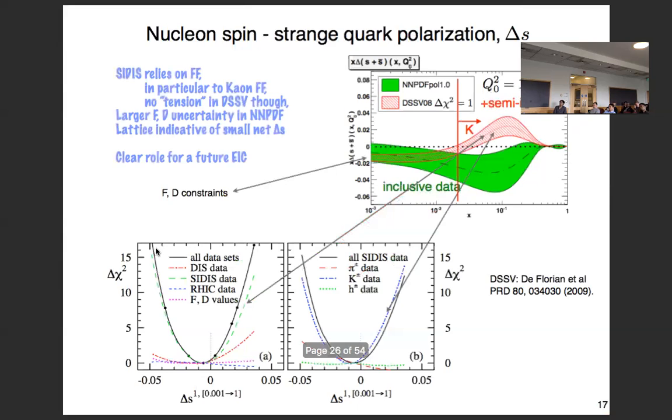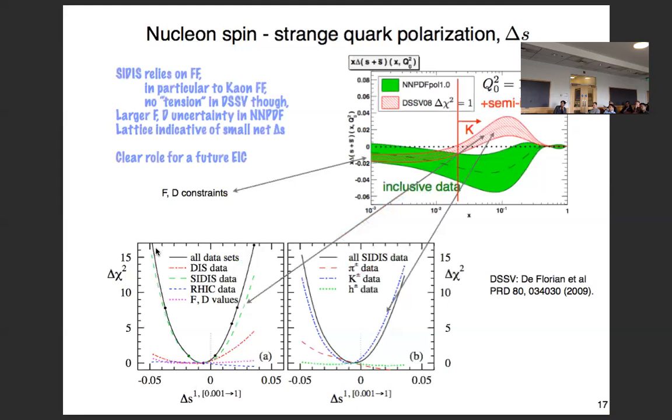Looking ahead, of course, that implies a very clear role for an EIC, where you will resolve this simultaneously with, hopefully, fully simultaneous fits of kaon data and inclusive data, and you are able to probe a much smaller region in x so that you can get rid of some of these constraints that may or may not be artificial in the end.